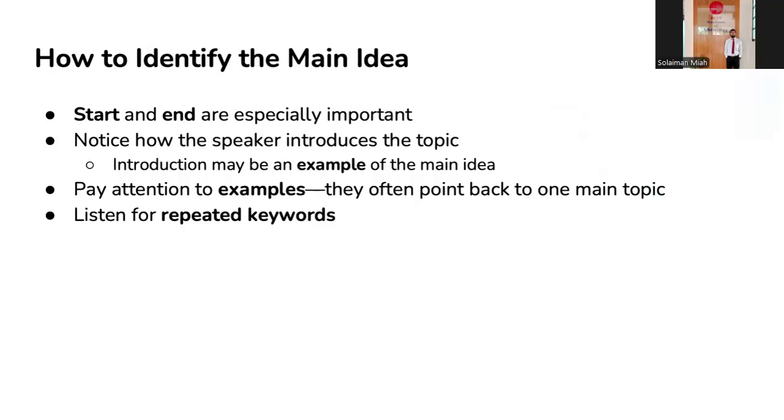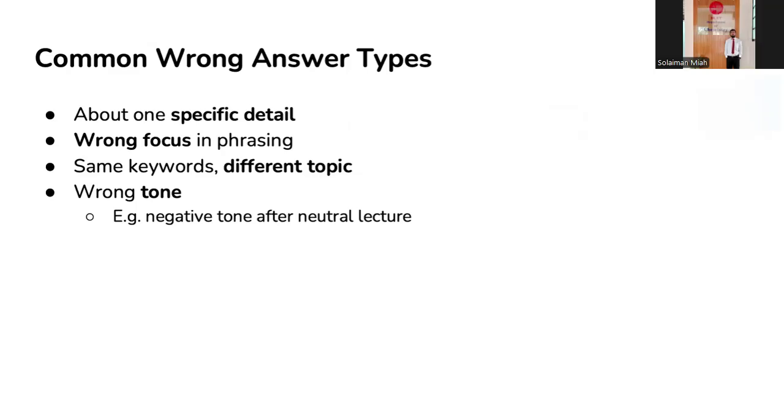After the topic is introduced, pay attention to examples because they often point back to the main topic. You can also listen for repeated keywords or phrases, especially if the speaker defines them. Answer choices might not include the exact same words, but they will have synonyms, other words that mean the same thing. Before we go through an example, let's quickly talk about some common types of wrong answers.